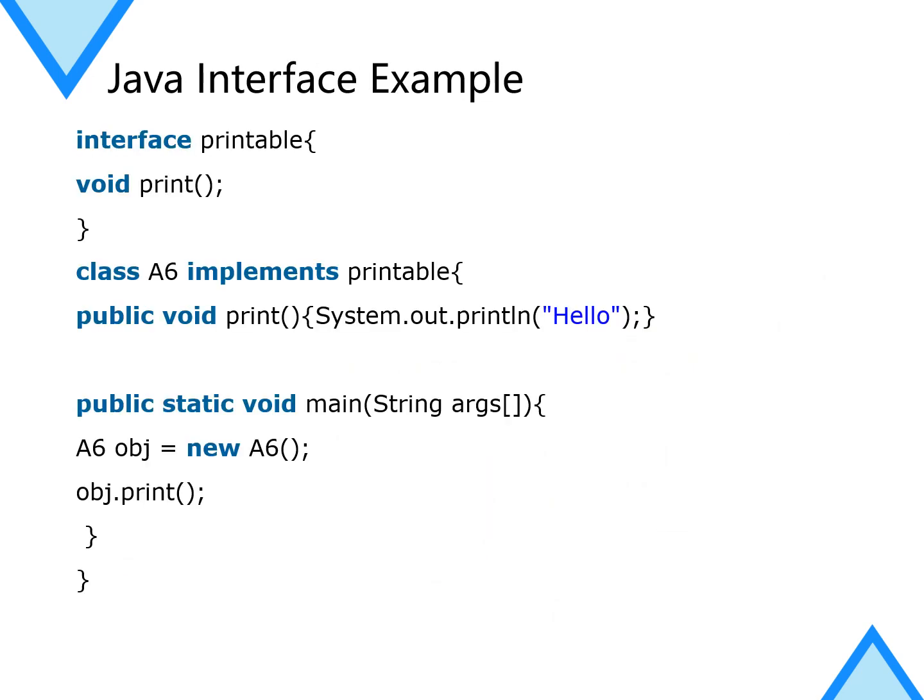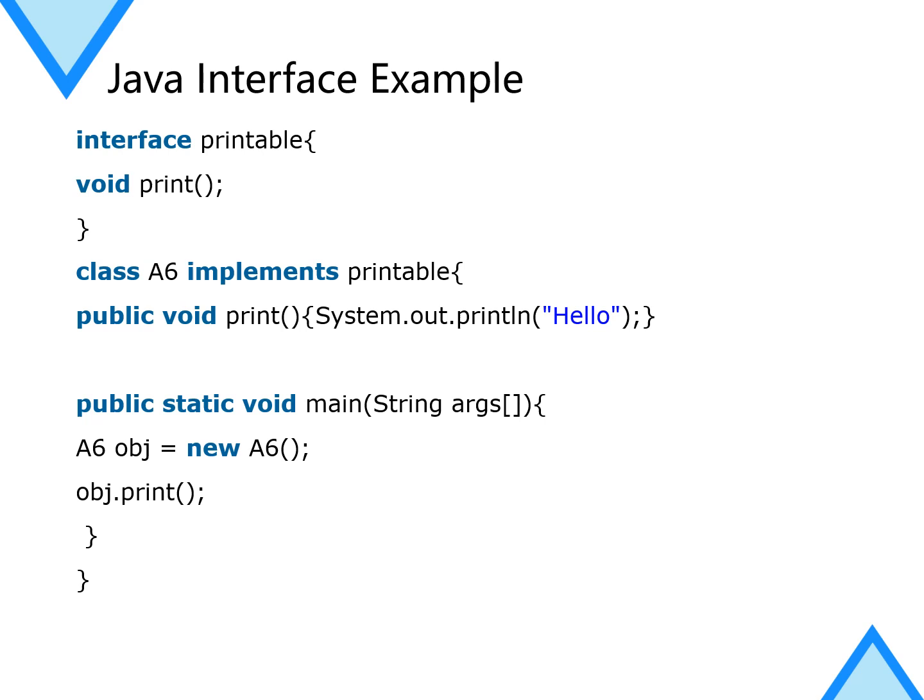Let's see some example of the interface. For example, we have interface printable. The name of the interface is printable, and it is declared with the keyword interface. And this interface has method print.